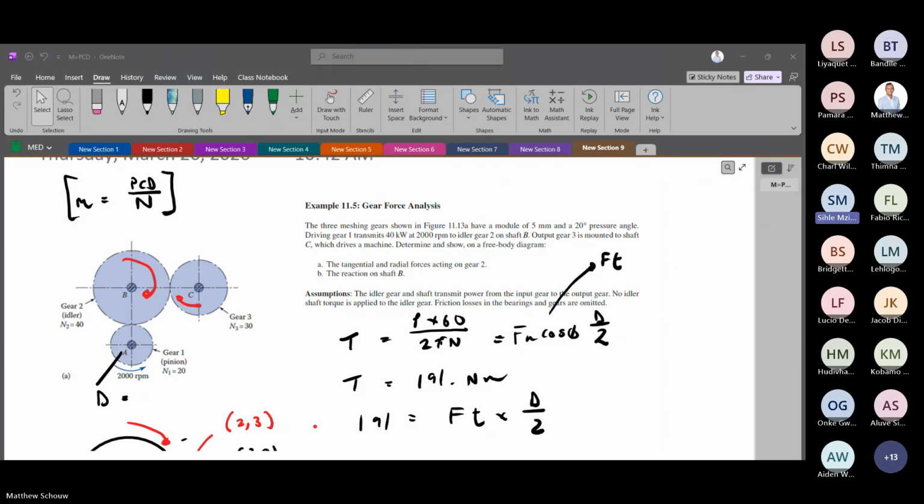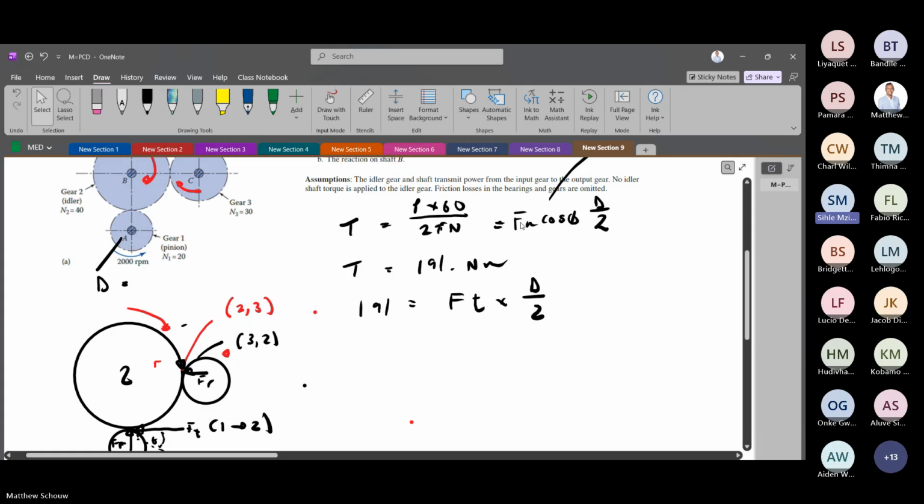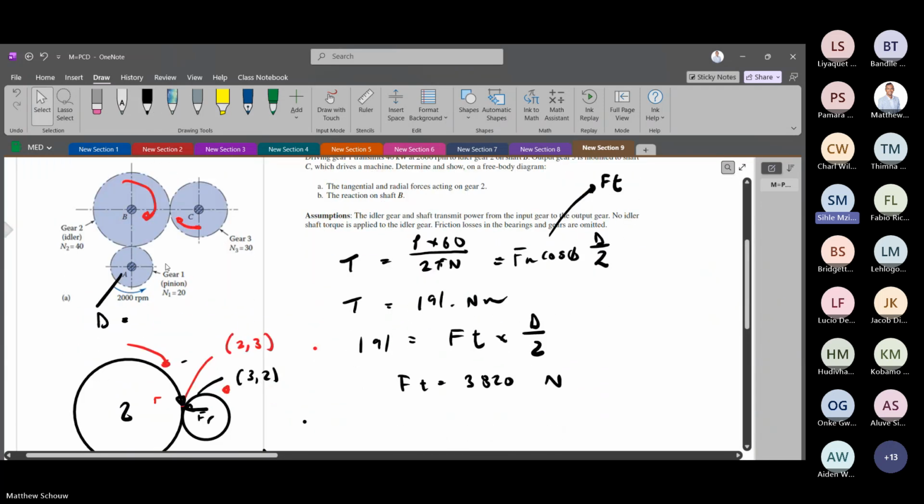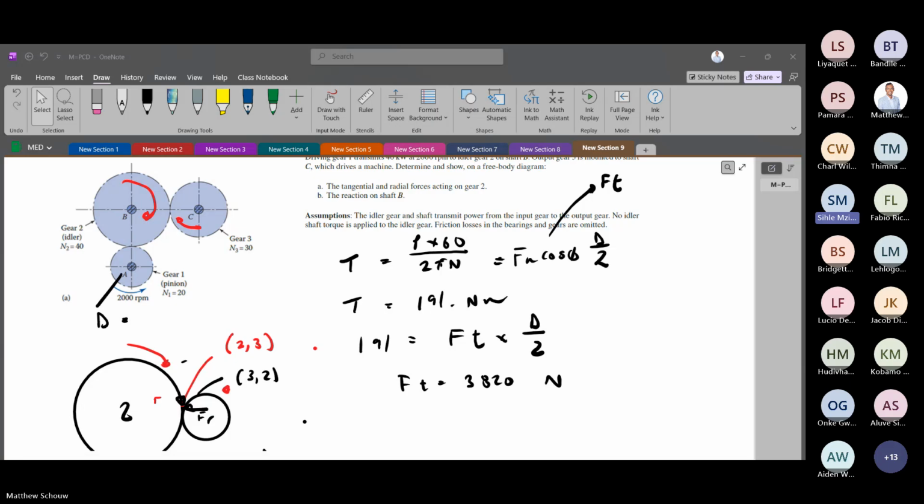Doing that, obviously, I utilize the module, G, which is equal to D over N. G1 is what I'm looking for, and the N1 is given as 20. So I just multiplied. I came up to 20 times 5. That is the module. I get a diameter of 100.